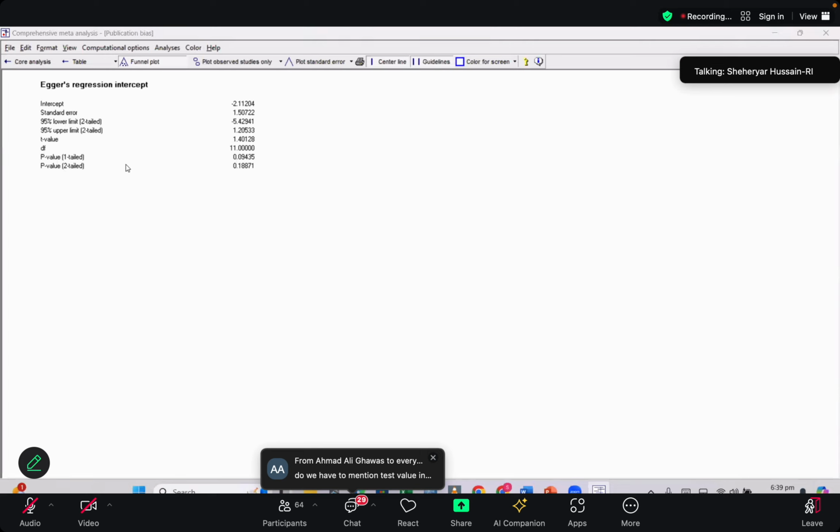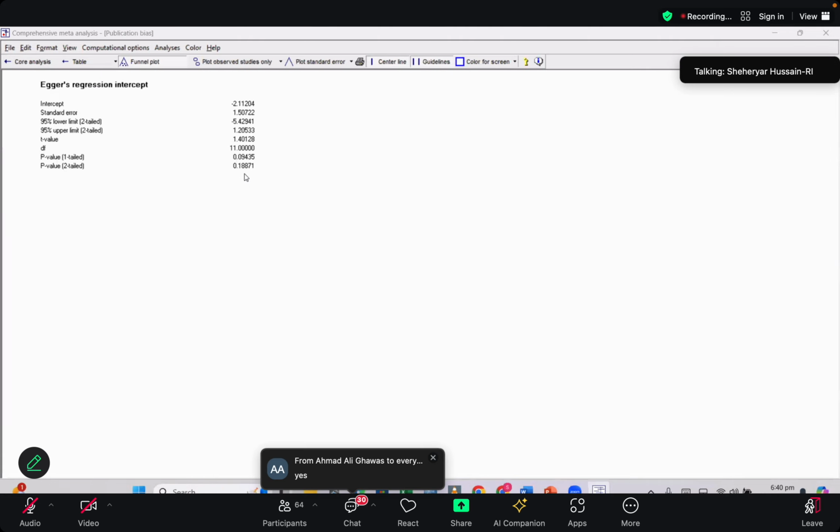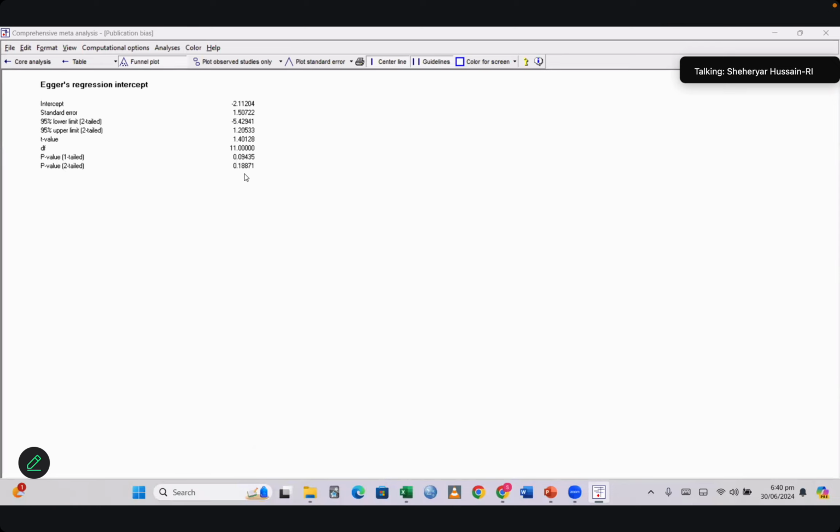Ahmed, I told you how to add the p-value in the manuscript. That is, you're going to write in the manuscript that author 1 and author 2 conducted an Eggers regression to assess the publication bias. The p-value was found to be 0.18, which shows non-significant publication bias. This is how it looks.